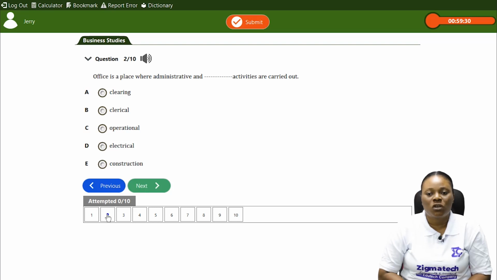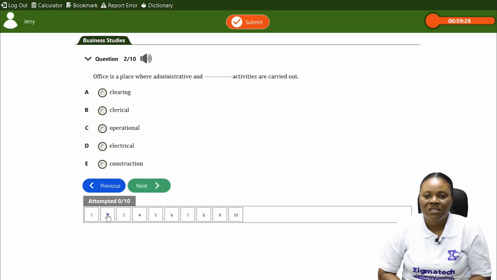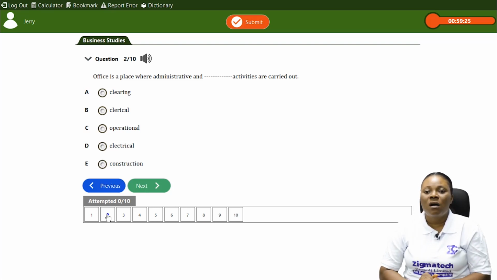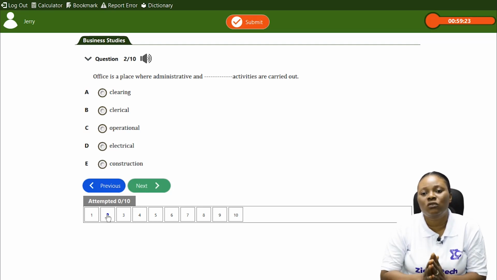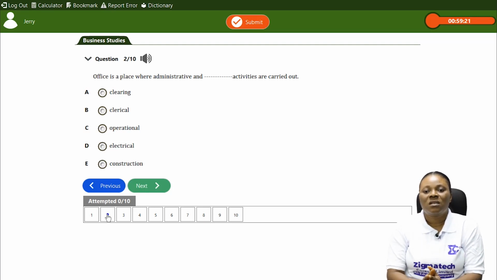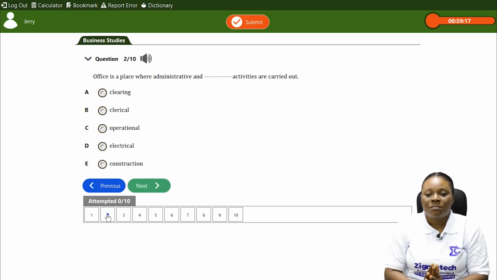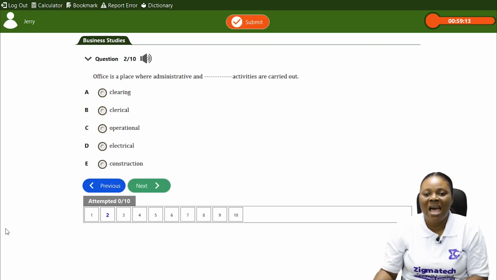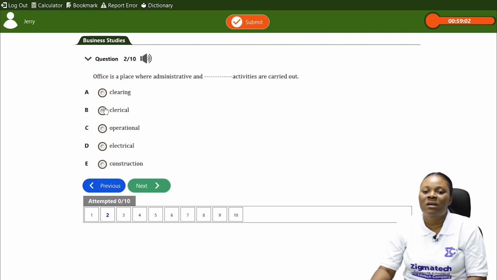E, we have construction. An office, remember all these departments, they are also offices. So it's essential to know what these departments are into. They are all carrying out what we call administrative and clerical activities. So the answer is option B. An office is a place where administrative and clerical activities are carried out.